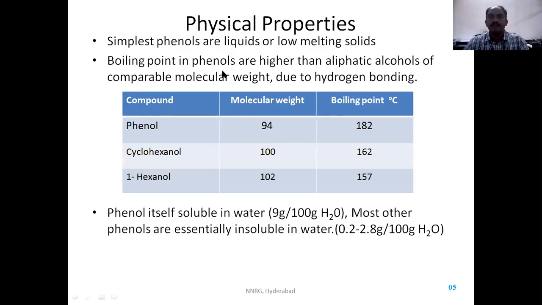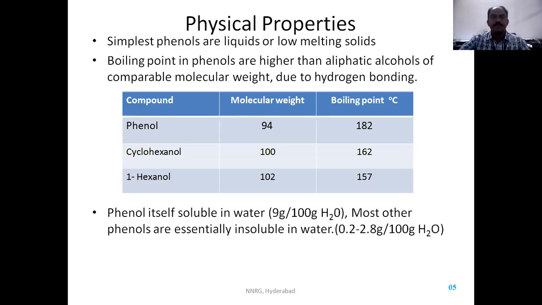Why is the boiling point of phenols higher than alcohols? Because in phenols there is an aromatic ring and there is delocalization of electrons. That is the reason phenols have a higher boiling point than aliphatic alcohols, in which there is no resonance, so there is no delocalization. So the formation of hydrogen bonding will be more in phenols, and the strength of the hydrogen bonding will be more. It needs high temperature, high energy, to break that bond.